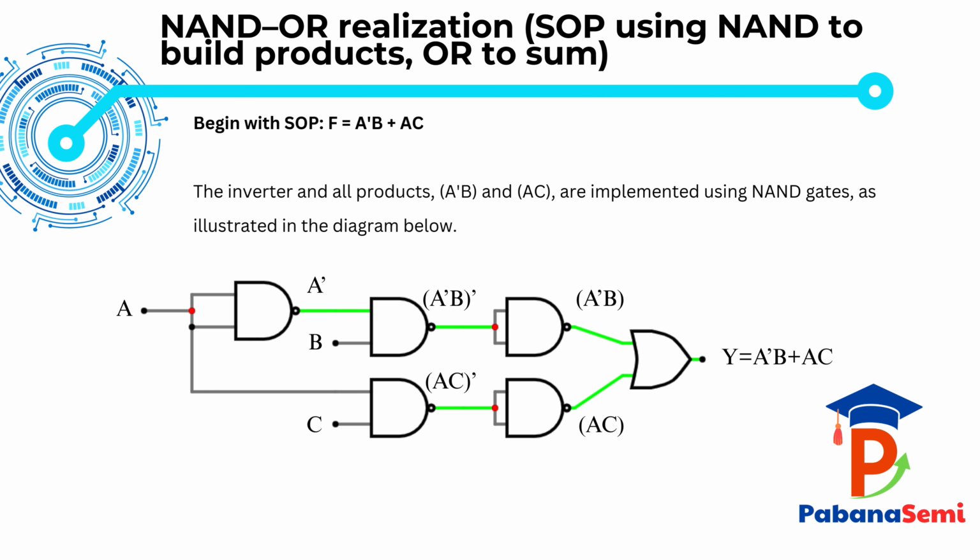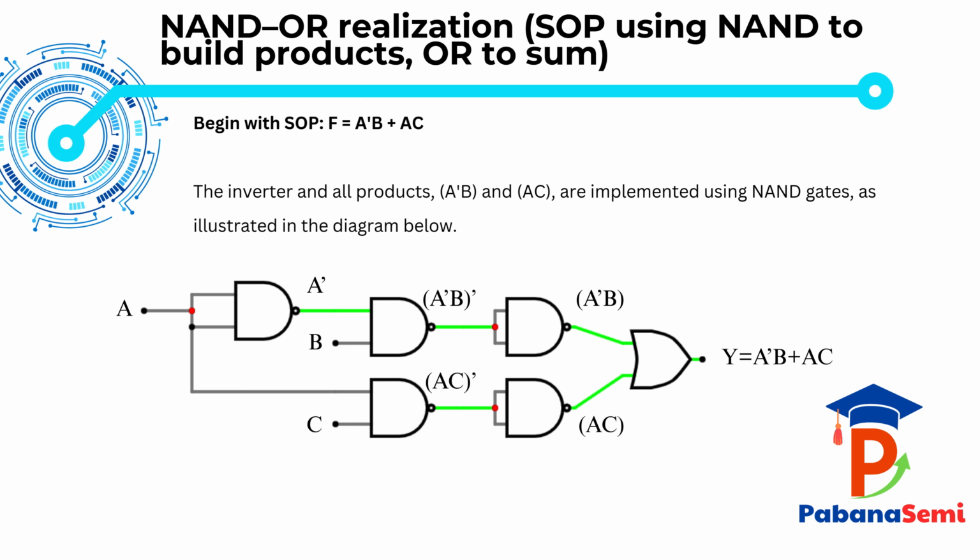Now let's implement the same SOP function using a NAND-OR realization. We begin with the SOP expression F equals A'B plus AC. The main idea here is that we will build the inverter and the product terms using only NAND gates. Then we will use a final OR gate to sum the product terms. First, we generate A prime using a NAND gate configured as an inverter. That is done by tying both inputs of the NAND to A. A prime equals NAND(A, A). So the first NAND block produces the complemented signal A bar.